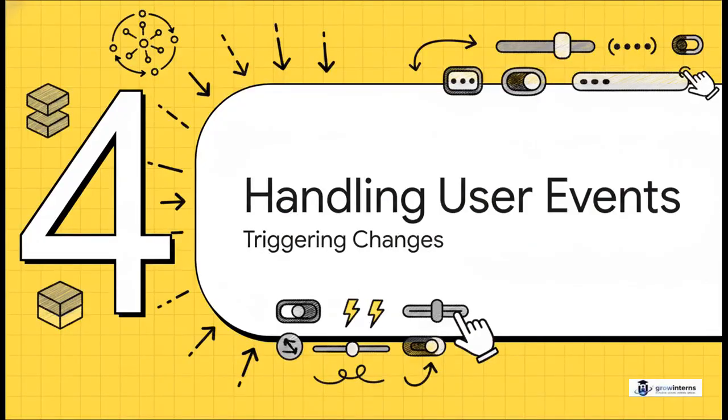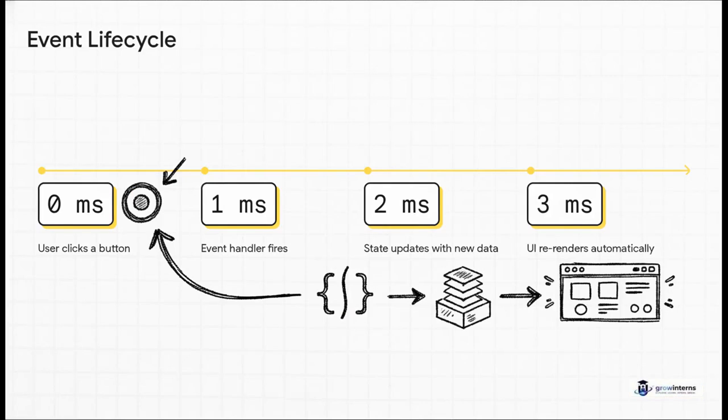Which naturally leads us to Section 4, handling user events, so we can actually trigger those changes. Let's walk through the exact lifecycle of an event in our app step by step. First, the user performs an action. Let's say they click a button. Second, that action fires off an event handler, which is just a JavaScript function we've set up. Third, inside that function, we tell our React state to update with new data. And fourth, because the state changed, React automatically re-renders the UI to show the brand new result. It's a perfect predictable loop.